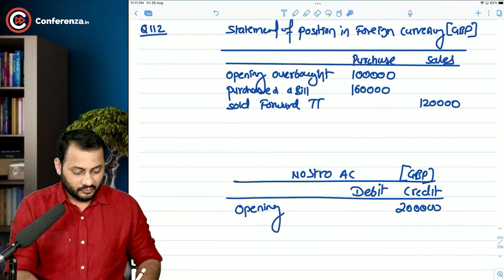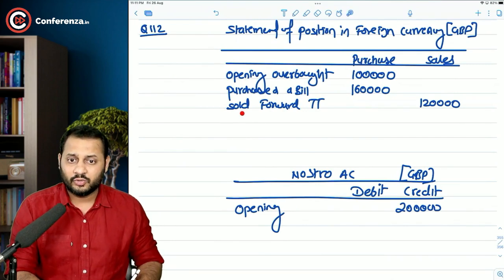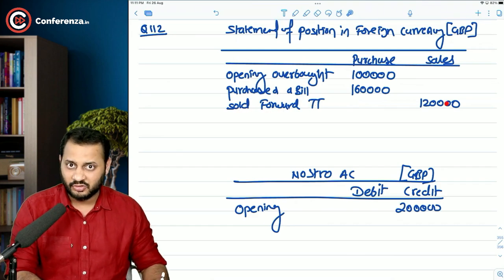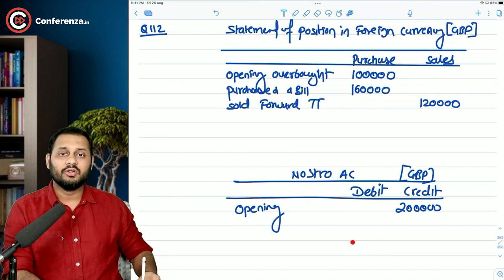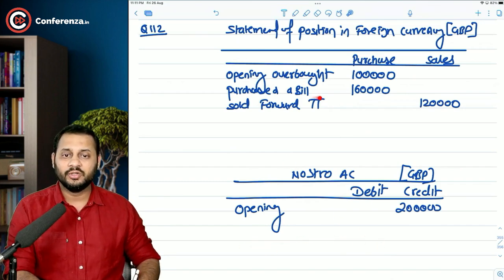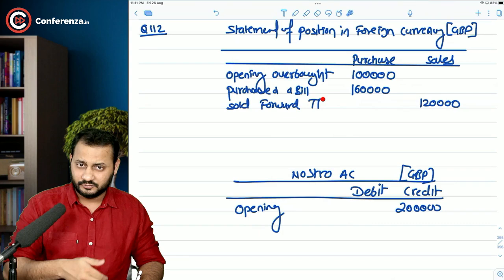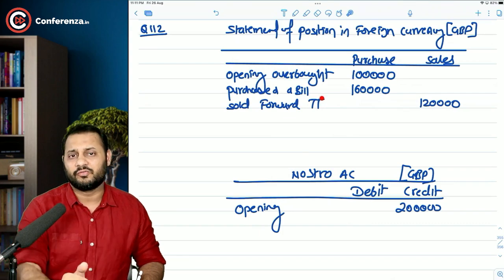But trust me on one thing. If the words are only "sold TT", then it will affect the position column in the same manner, but also the Nostro account, because sold TT means this is a real cash outflow also.